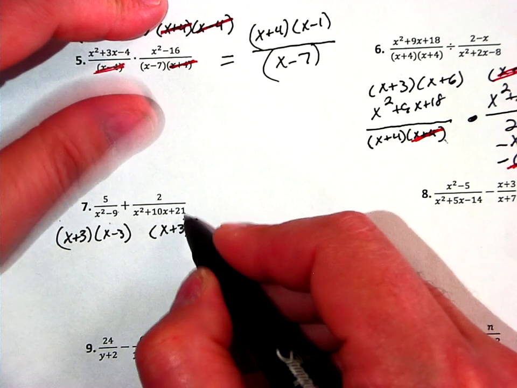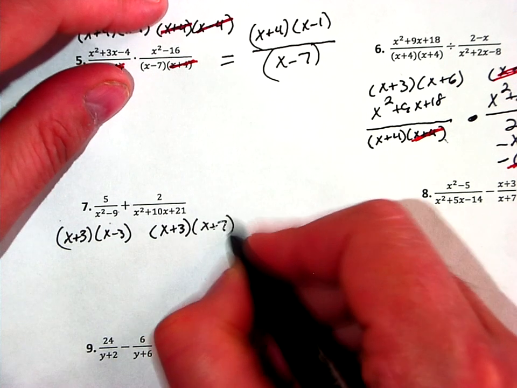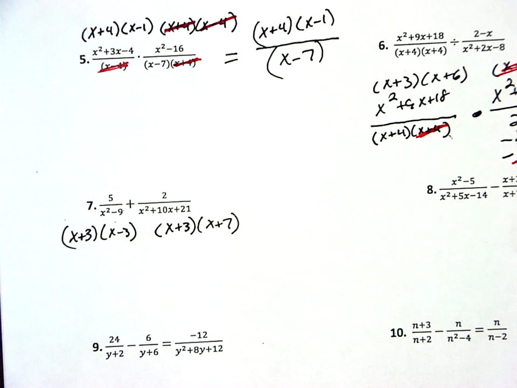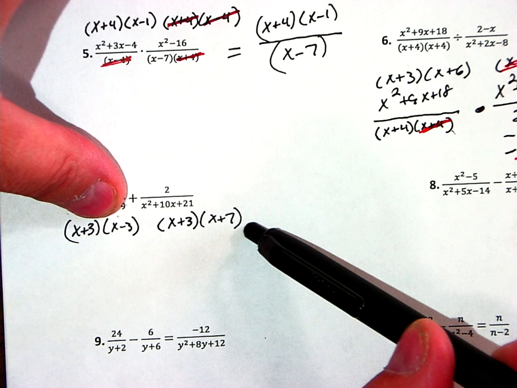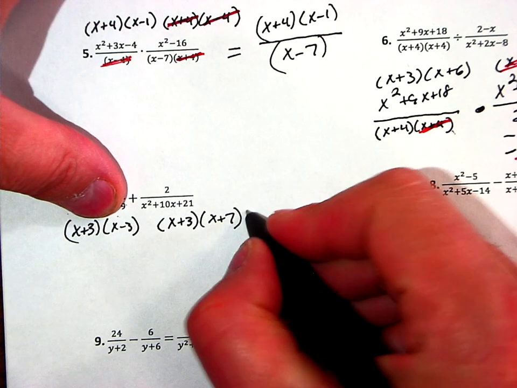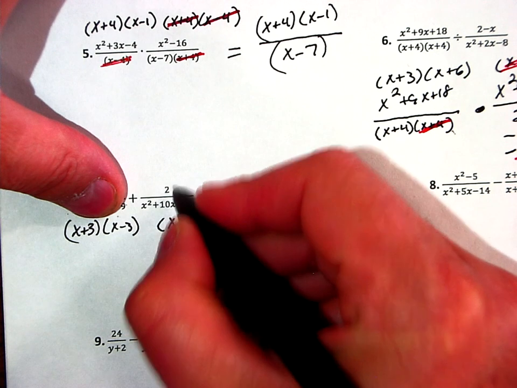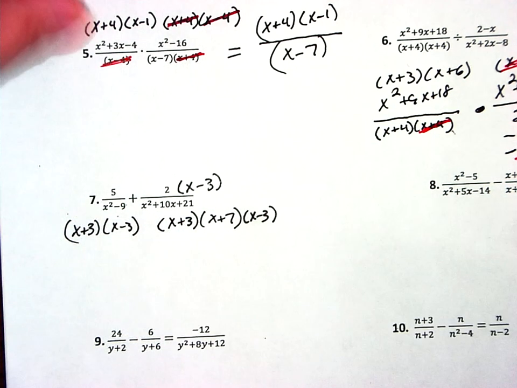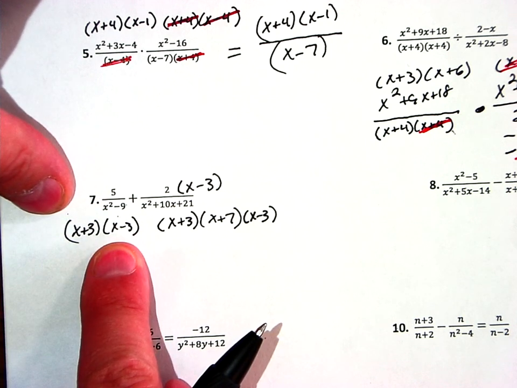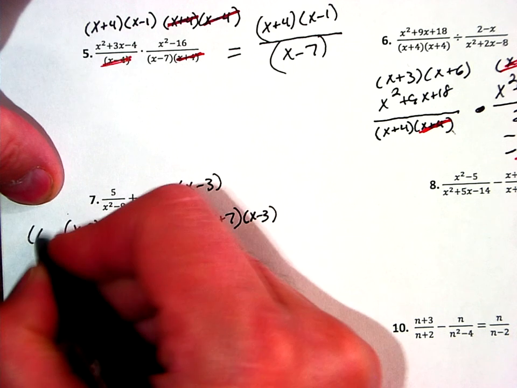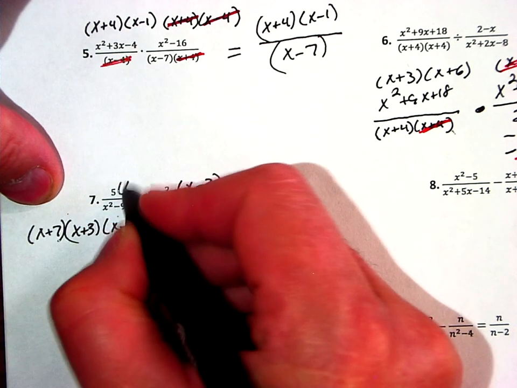All right. So we need factors of 21 that equal 10. 3 and 7. Yes. Very good. So now we need a common denominator in order to add, correct? I have an x plus 3 and an x plus 3. I have an x minus 3. What's missing from here? X minus 3. So I need to add an x minus 3 over here. If I add it to the bottom, I must add it to the top. All right, so I have an x minus 3 and x plus 3. What's missing from the left side? X plus 7. So if I add it to the bottom, I must add it to the top.